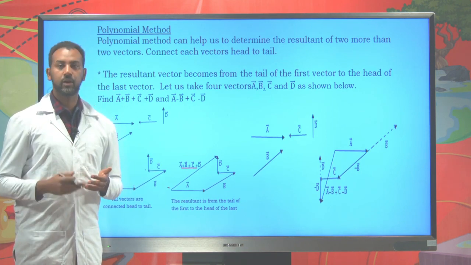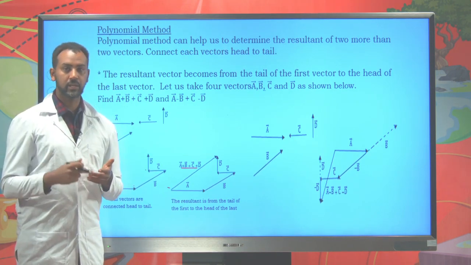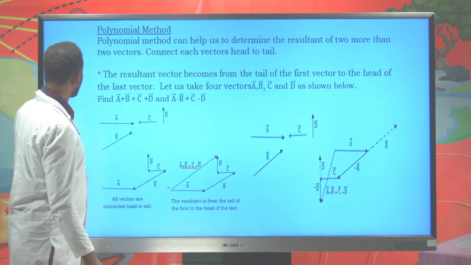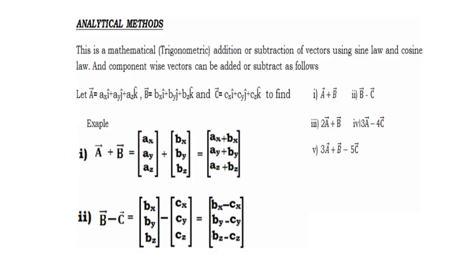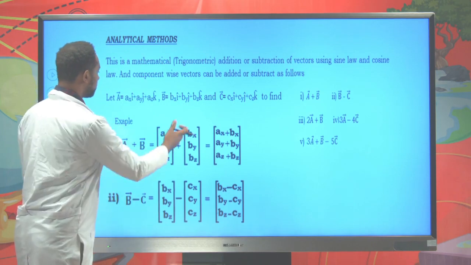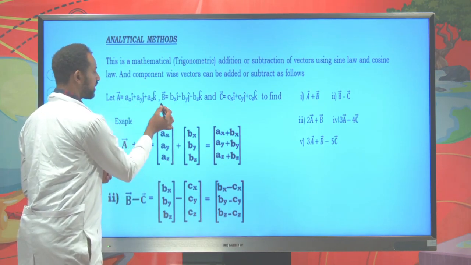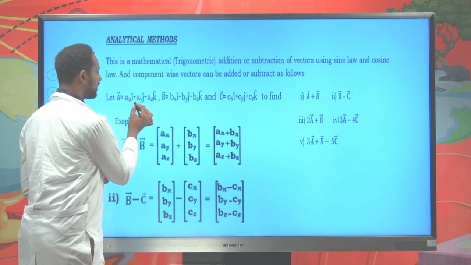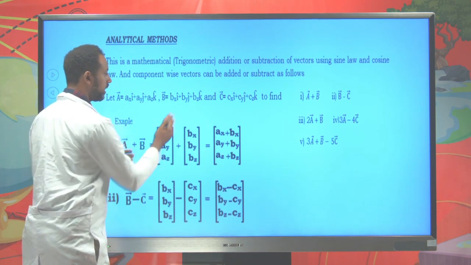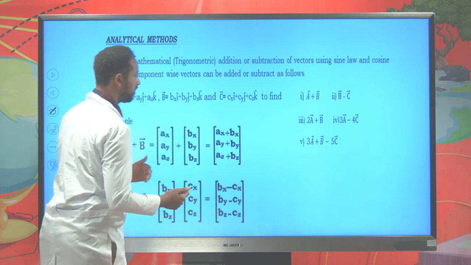And we have seen triangular methods, parallelogram methods, and polygonal methods. Then the other concept is the analytical method of vector adding and subtracting. The analytical method of vector addition and subtraction uses trigonometric concepts, sine law and cosine law. Here, it's possible to use the component-wise approach. Okay, suppose you have a vector represented in unit vector notation, ax in the i, ay in the j, plus az in the k.